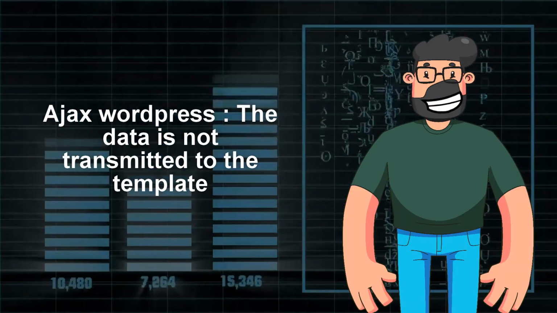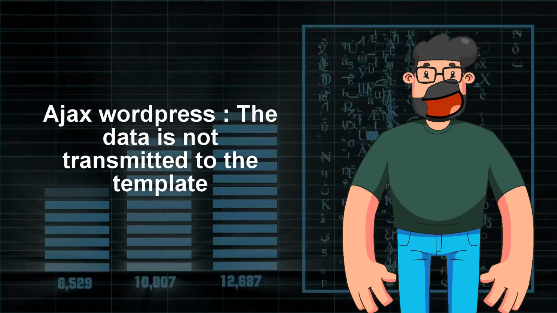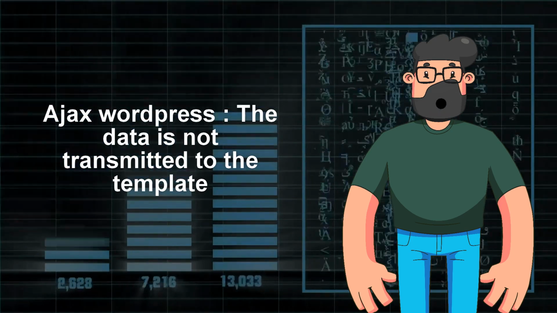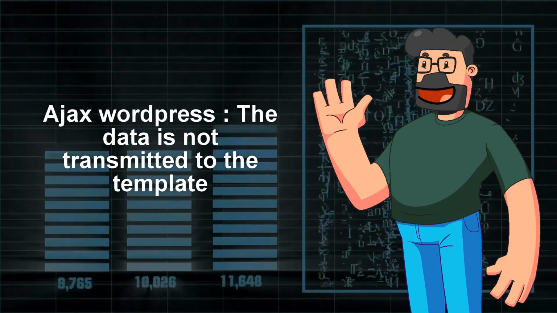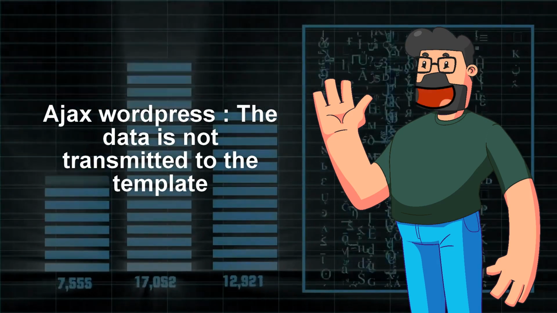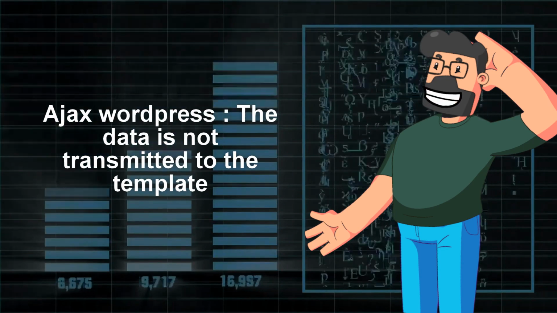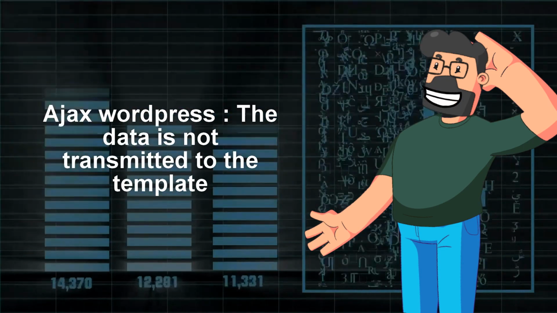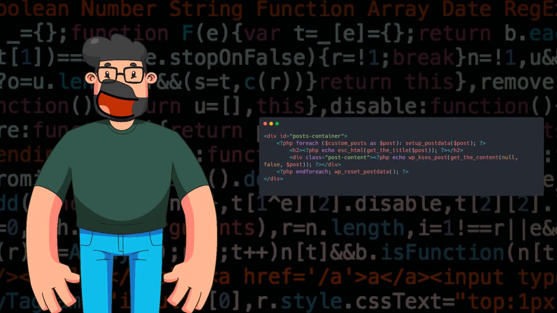The problem at hand involves displaying posts after clicking on a specific category on a WordPress website. The issue lies in the fact that even though the posts are being fetched correctly based on the category, they are not being displayed in the designated template. Now, let's delve into the solution to this problem.